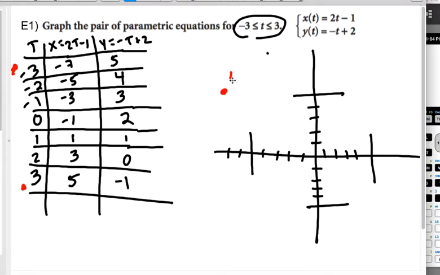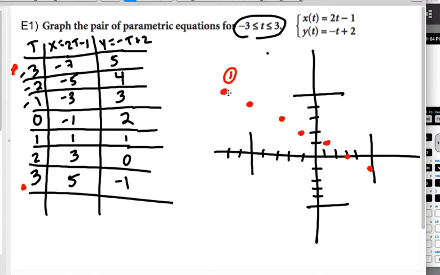I'm just going to make a note that that's 1 in my own personal notes. Whether you want to write a 1 or not is up to you, but I'm going to make a note that, hey, that's the starting point. -5 comma 4, -3 comma 3, -1 comma 2, 1 comma 1, 3 comma 0, 5 comma -1.